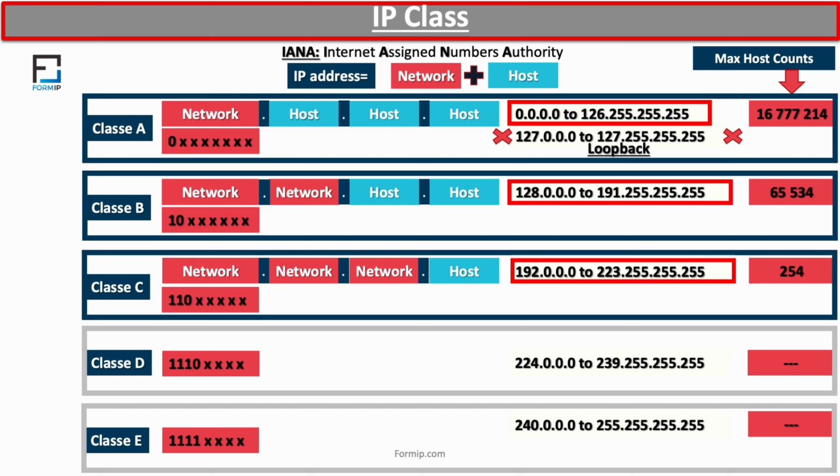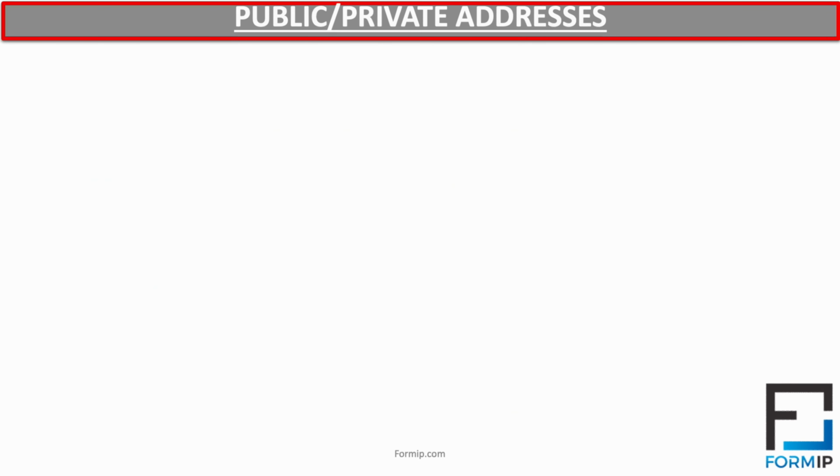Now we're going to talk about the difference between public and private IP addresses. Public IP addresses are publicly recorded on the internet. This means that if you have a public IP address, then you can move freely on the internet. While private IP addresses are not publicly recorded, so you cannot access the internet with a private IP address.